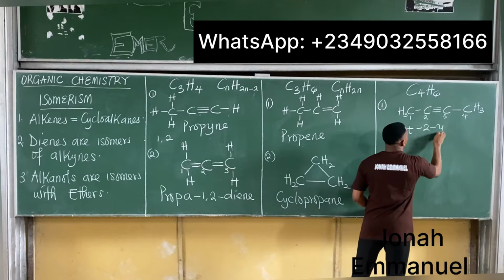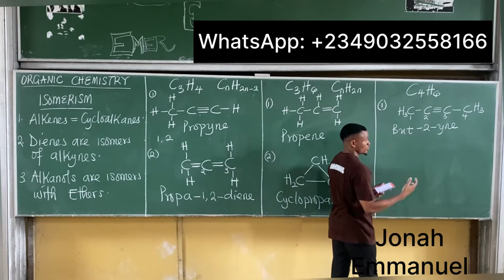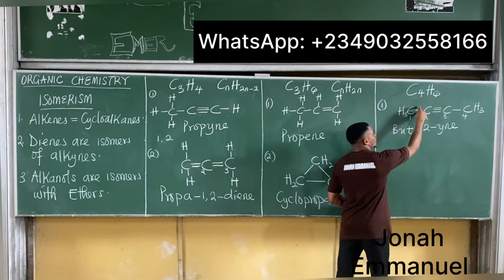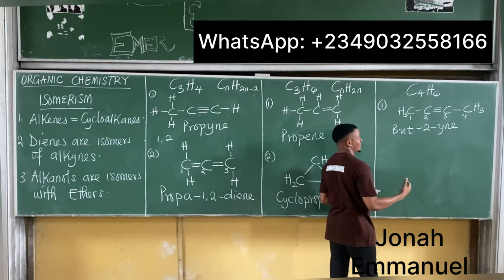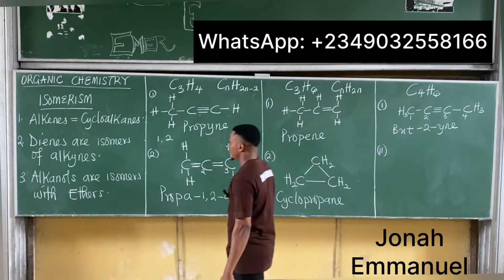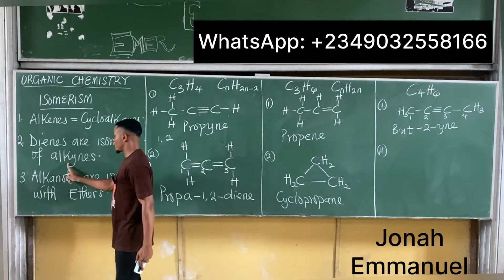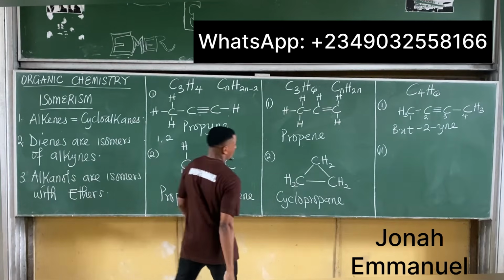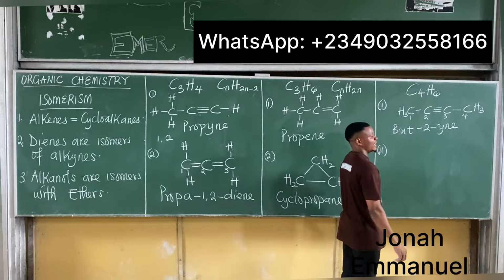So but-2-ene. If you want to, you can bring this one here so that it becomes but-1-ene. They are both correct. All right, number 2, we said alkynes are isomers of what there? Dienes. All right, so let's get a diene equivalent.